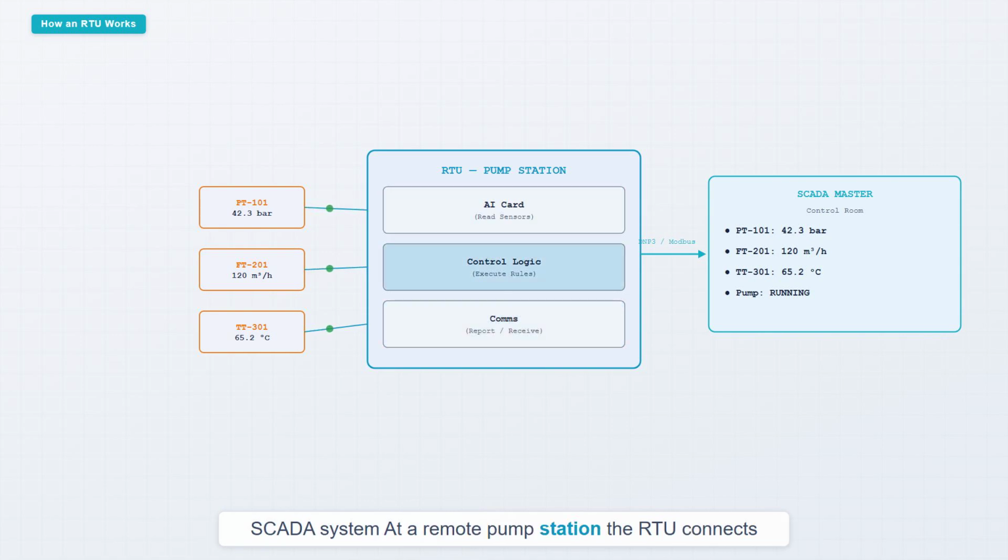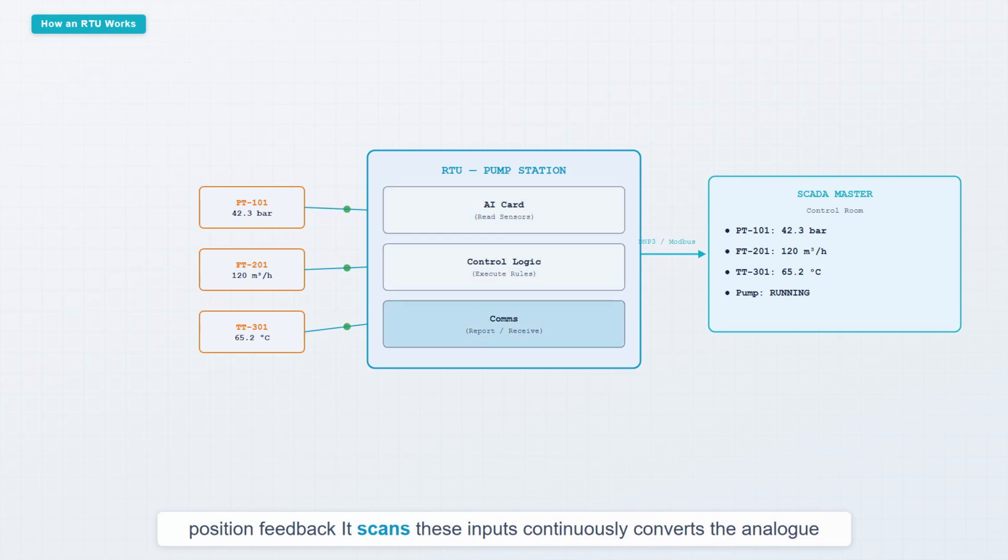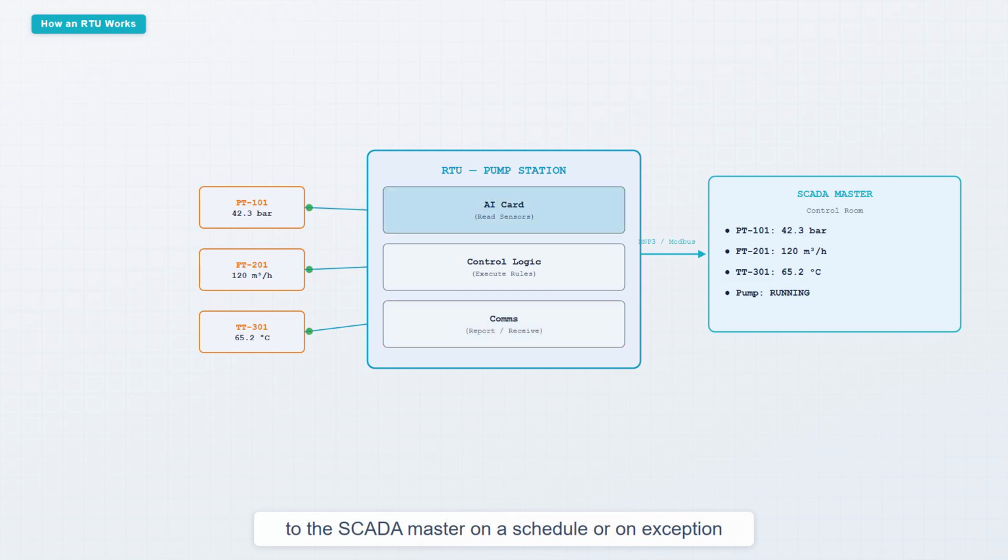The remote terminal unit is the field brain of a SCADA system. At a remote pump station, the RTU connects to pressure transmitters, flow meters, motor current sensors, and valve position feedback. It scans these inputs continuously, converts the analog signals to digital values, stores them locally, and transmits them to the SCADA master on a schedule or on exception, meaning it reports immediately when a value changes beyond a threshold. The RTU also receives commands from the master: open valve, start pump, change set point.